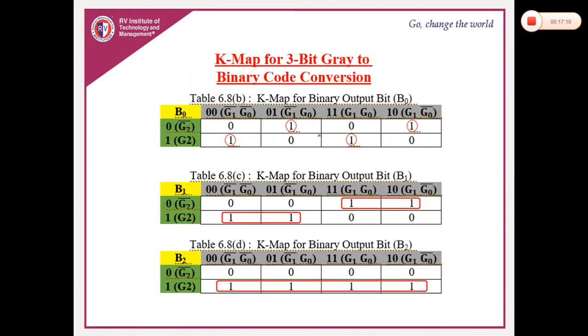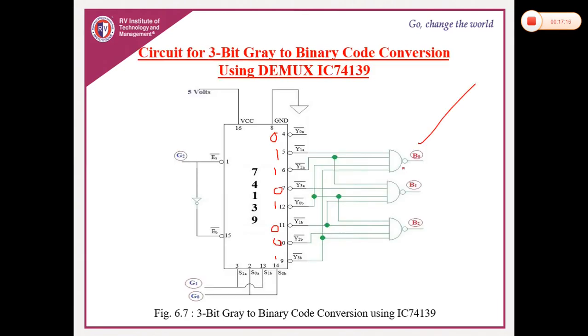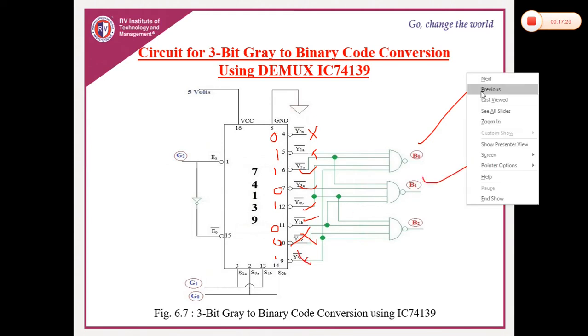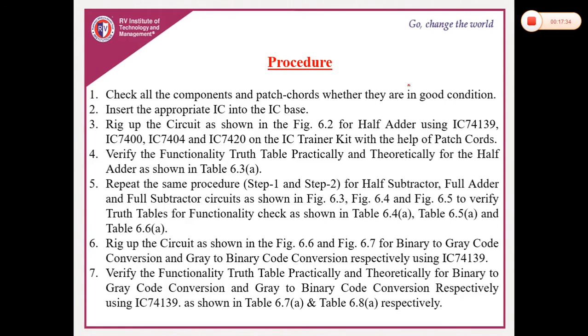Next, if you want to get B1, you just see the truth table, this one, this one, this one, this one. So in the middle one you have to take. Okay, except this, except this. Then you have to take this one, this one, this one, and this one, except this and except this, and connect it to B1 like that. Okay, similarly for B2 also. So this is all about the circuit connection associated with 3-bit gray to binary.